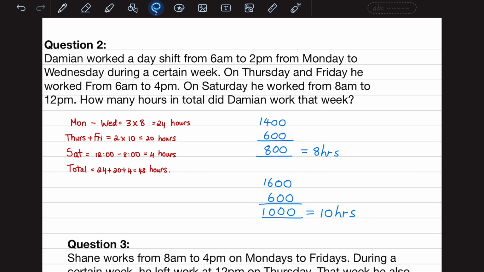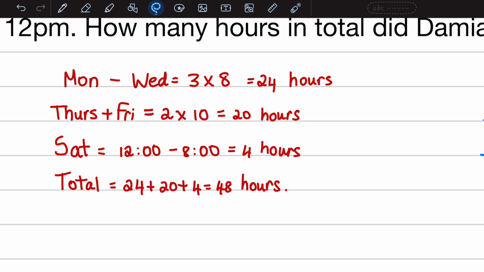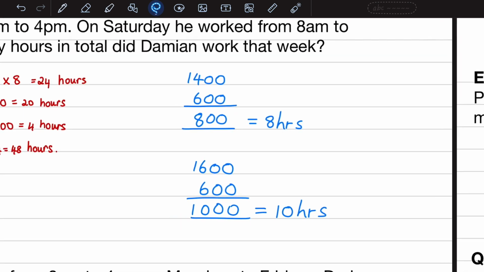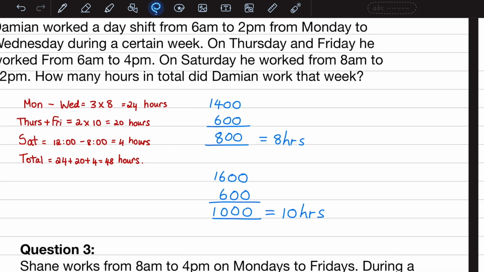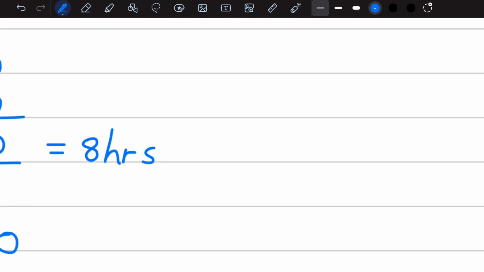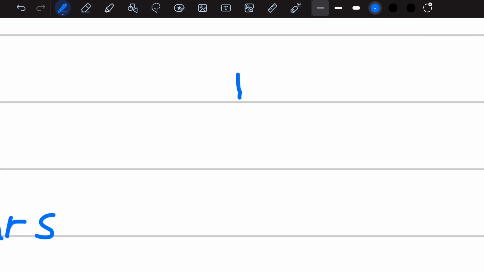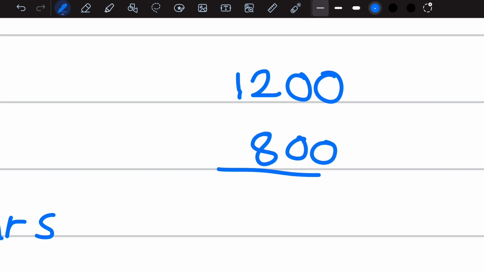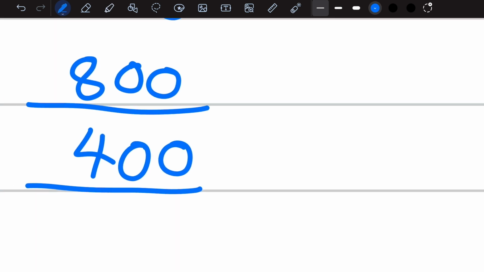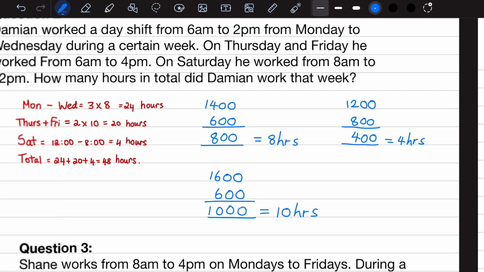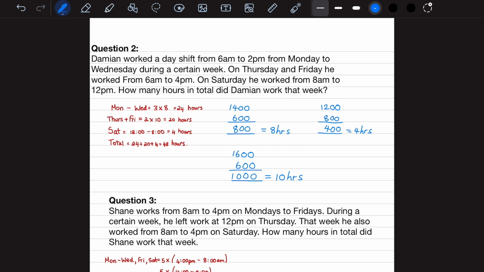Right, question 3. Okay, let's finish off question 2, sorry. Saturday is 4 hours. Let's shift this up, wrong. Right, Saturday is 8 a.m. to 12 p.m. So that will be 1200 hours minus 800 hours. That's 400 hours. So we're doing this in blue because it's optional to do this working. Most persons can do this mentally. All right. And then total, we can easily add 20, 24, and 4.